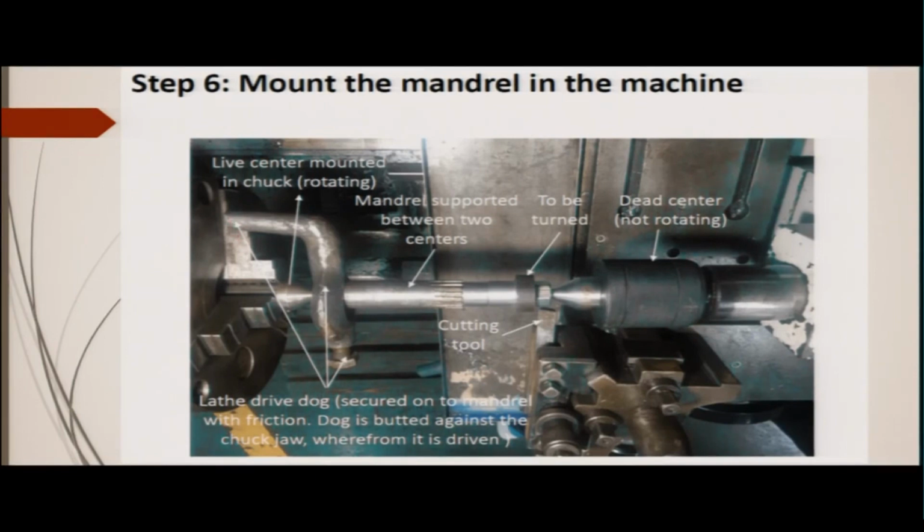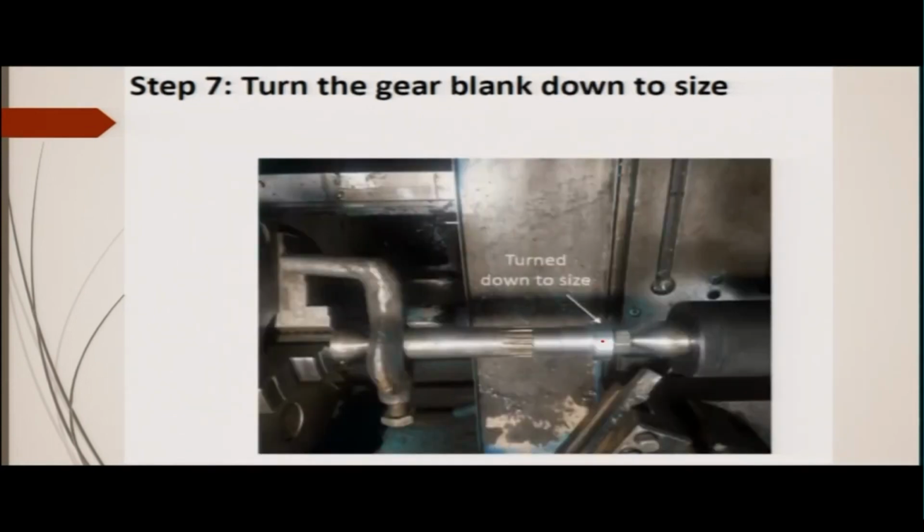Then as the spindle rotates, this will transmit the rotation to the mandrel and subsequently to the workpiece which has to be turned, where the teeth have to be made. This is the cutting tool which will actually turn this surface. This is now turned to size. That means this is according to the diameter that is given, and this face is according to the length that is given in the drawing.